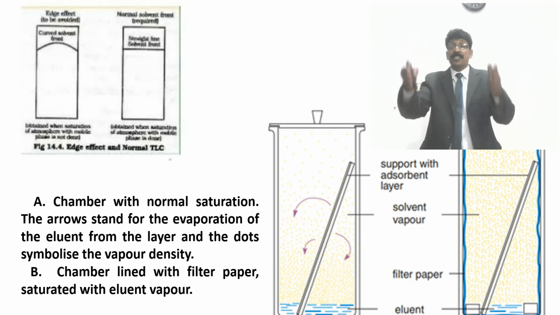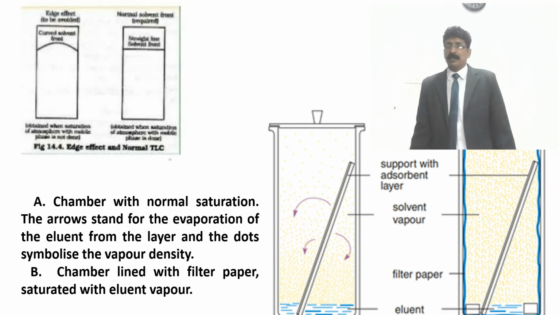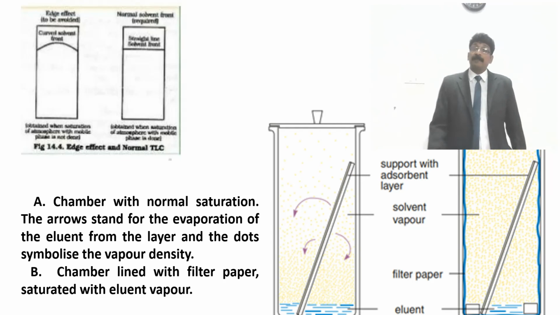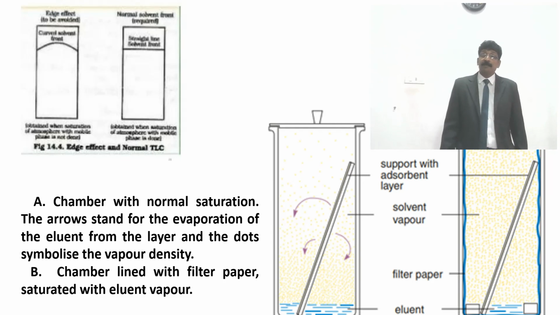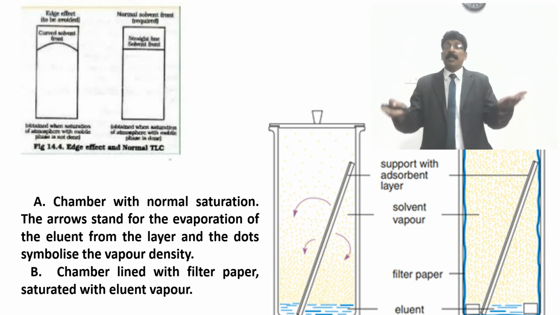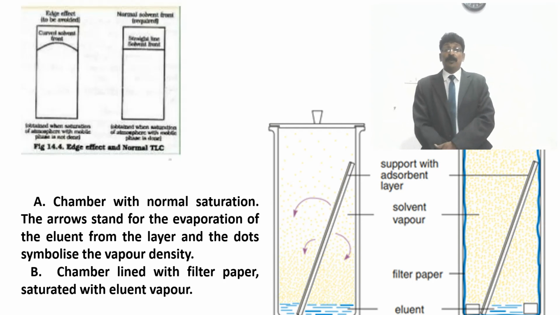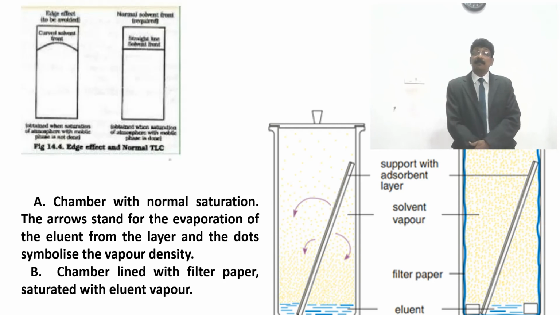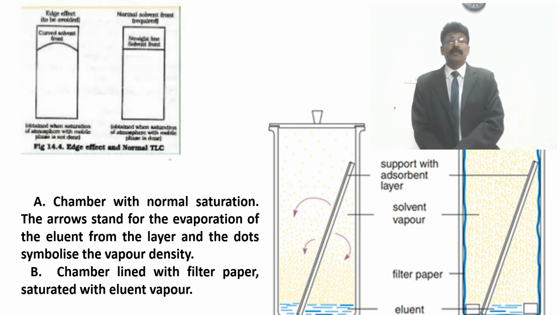Now, if you keep it on one side it is also sufficient, but it is shown in the picture very clearly that a filter paper is kept. The filter paper will draw the solvent system slightly upward so that it will saturate the chamber. That is the arrow which is shown. The saturation will take place so that this type of edging effect can be avoided.